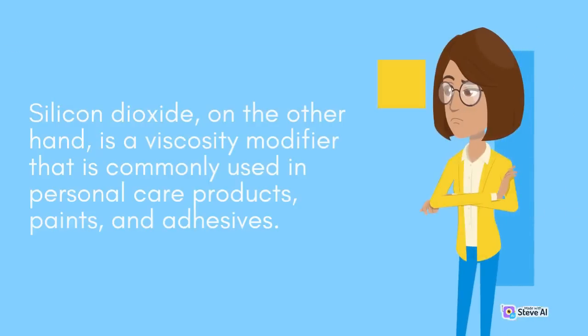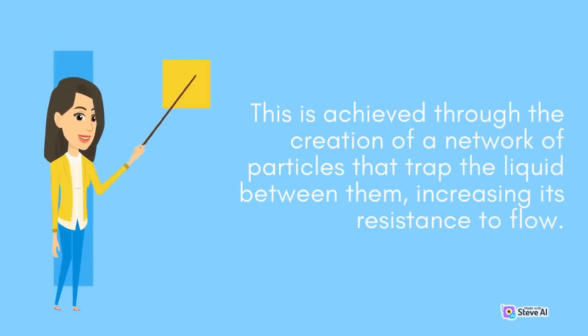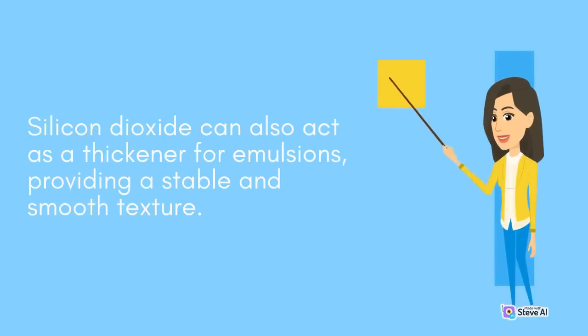Silicon dioxide, on the other hand, is a viscosity modifier that is commonly used in personal care products, paints, and adhesives. It is used to control the flow properties of liquids by increasing their viscosity. This is achieved through the creation of a network of particles that trap the liquid between them, increasing its resistance to flow. Silicon dioxide can also act as a thickener for emulsions, providing a stable and smooth texture.